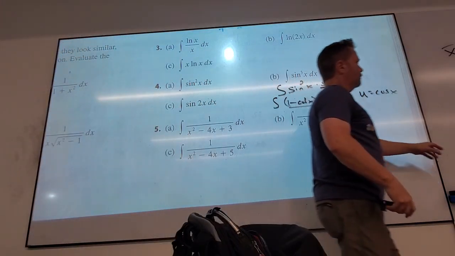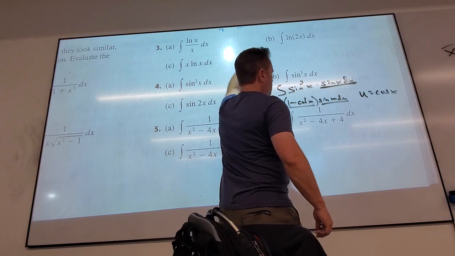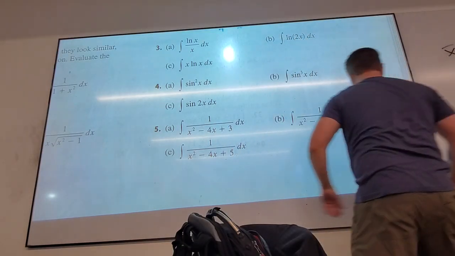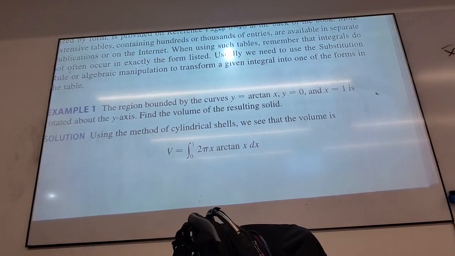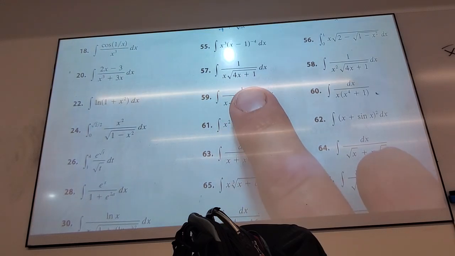All right, let me erase this because it'll look weird if I turn the page. Turn the page. See if there's anything else. I just want to see if there's anything that jumps out at me before we do our little bit of new stuff tonight.